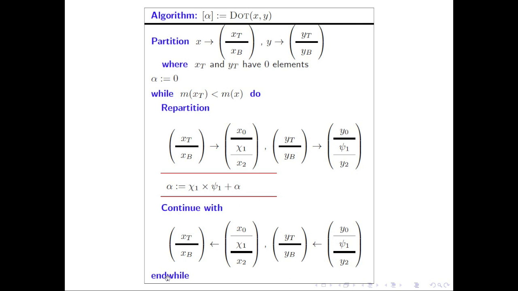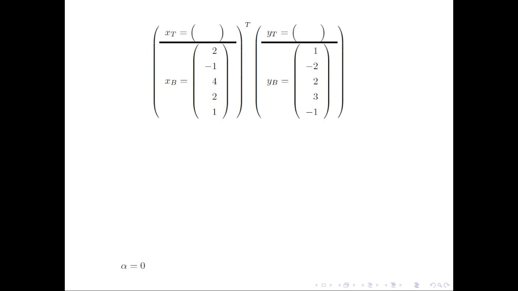Now, we go back to the top of the loop and again ask the question whether x top is all of x. Eventually, we will have processed all of x and y, the loop finishes, and alpha contains the dot product of x and y. Let's see how this algorithm computes the dot product of our two vectors x and y of size 5. First, x top and y top are empty and alpha equals 0.